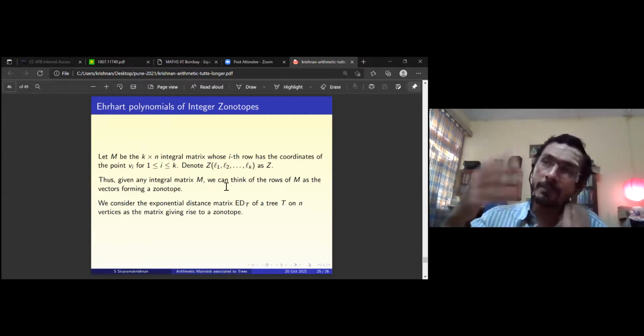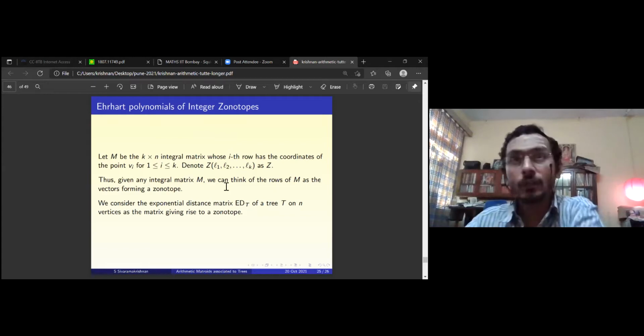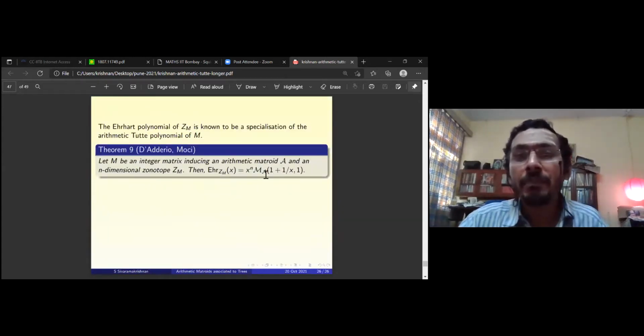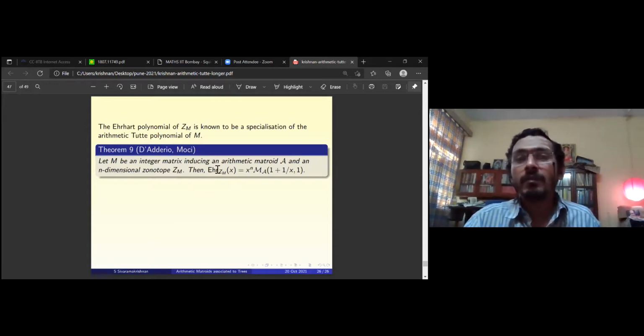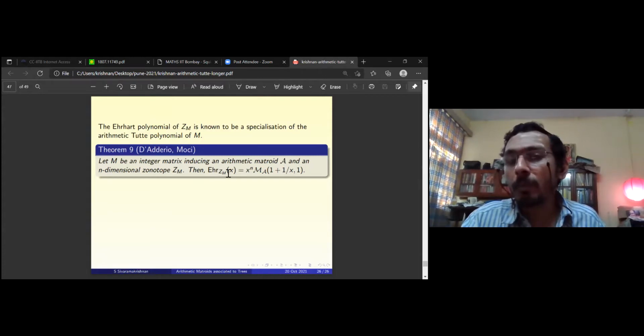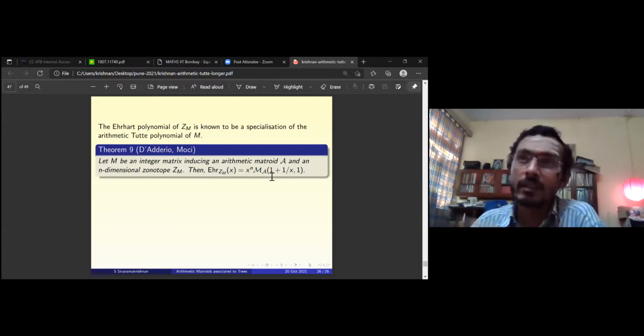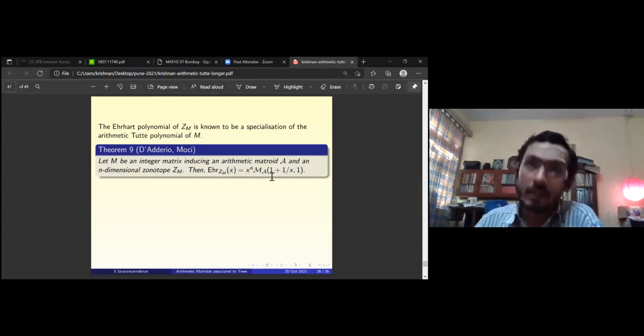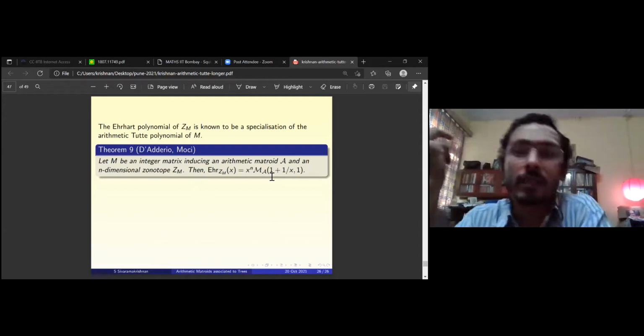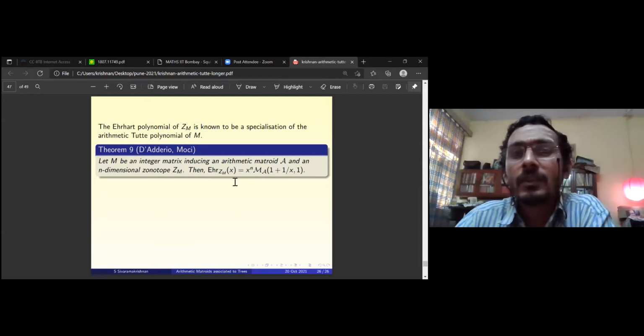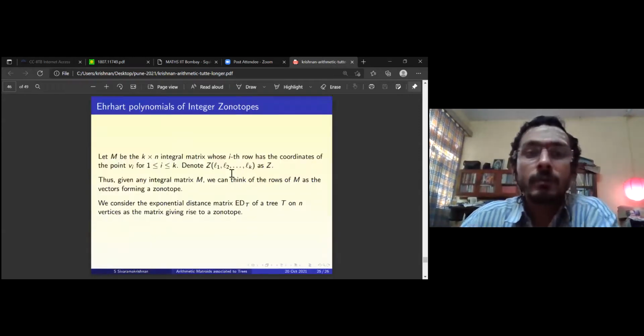And if you want to find the Ehrhart polynomial of the polytope, that is related to the arithmetic Tutte polynomial. This is a theorem of Adiero and Mochi, a recent theorem. You get the Ehrhart polynomial of the zonotope by plugging in something into the arithmetic Tutte polynomial. Is it clear? This is another connection. Just like that, Brailovsky wrote a survey with some 19 connections to the Tutte polynomial. Now I think we have to write up a survey where the arithmetic Tutte polynomial is appearing. So here is one context: the Ehrhart polynomial of the zonotope.